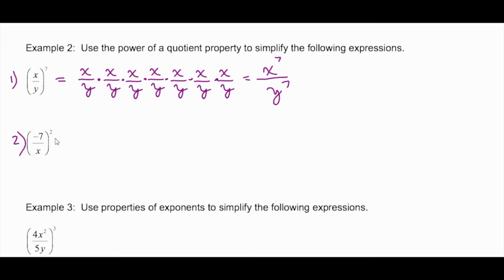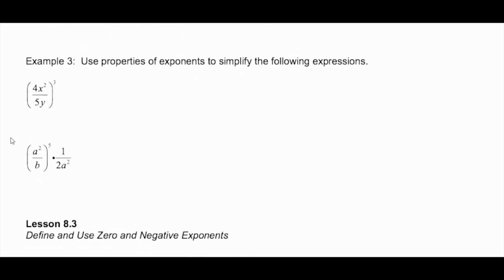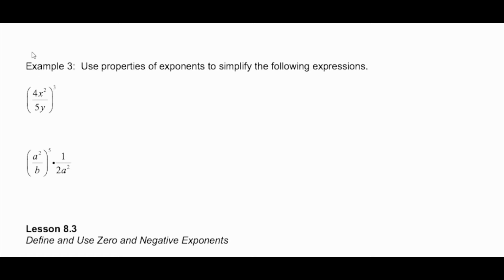Here, I'm squaring both parts. This one doesn't say to leave it with exponents, so I'm going to evaluate what I can. So this is saying negative 7 squared over x squared. And negative 7 times negative 7 is 49. This is 49 over x squared as a final answer. Here are some other examples I'd like you to try.